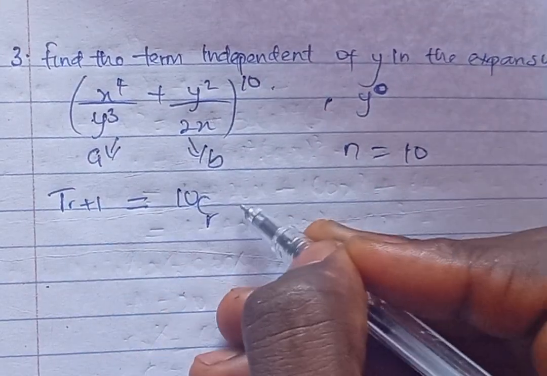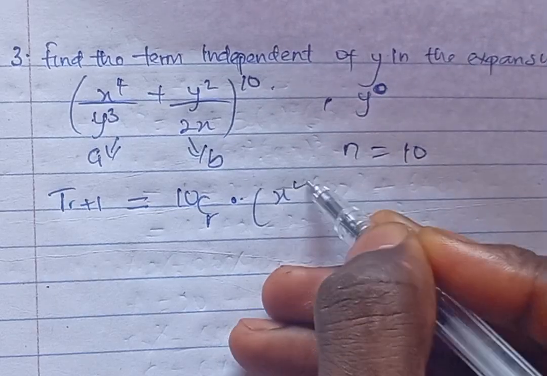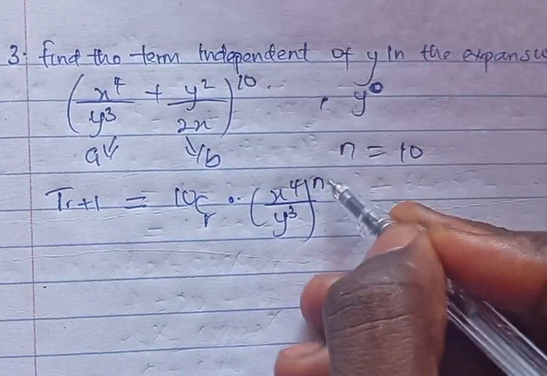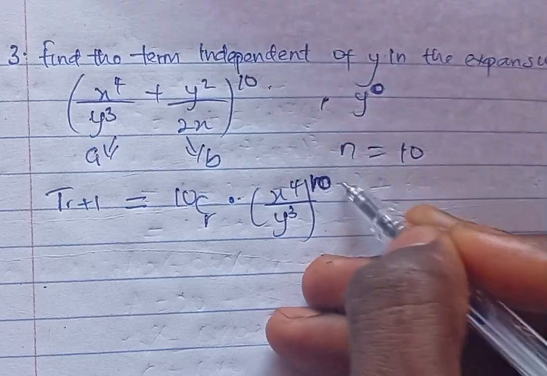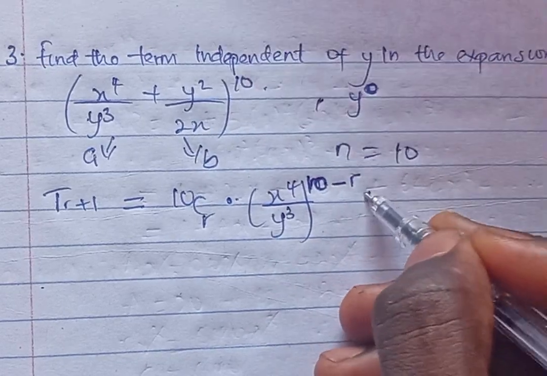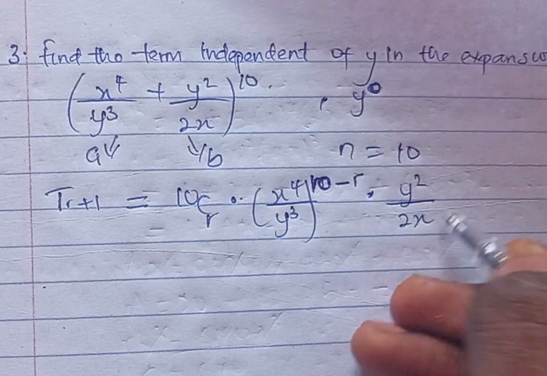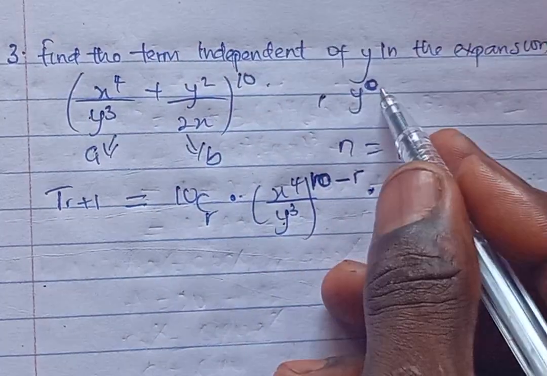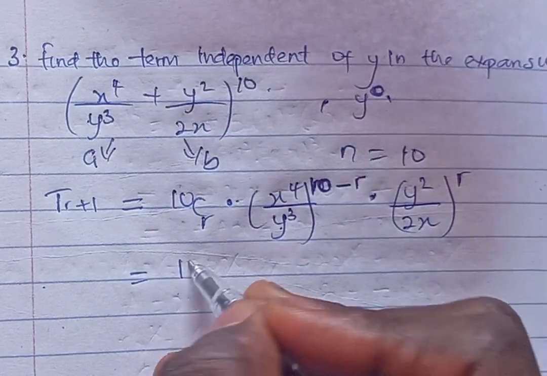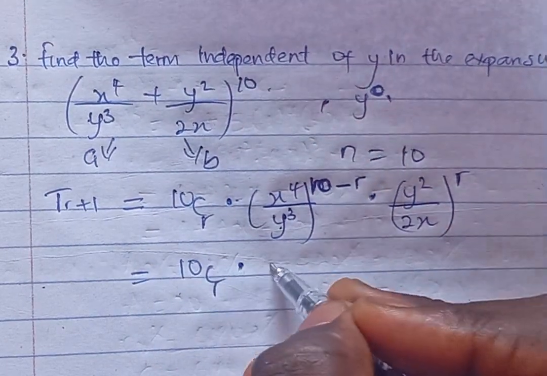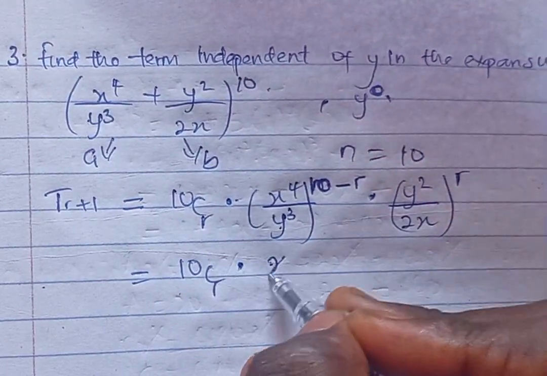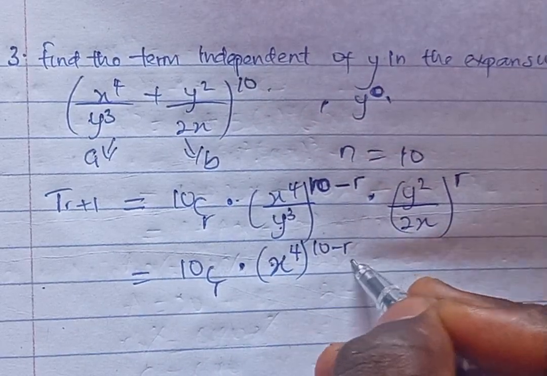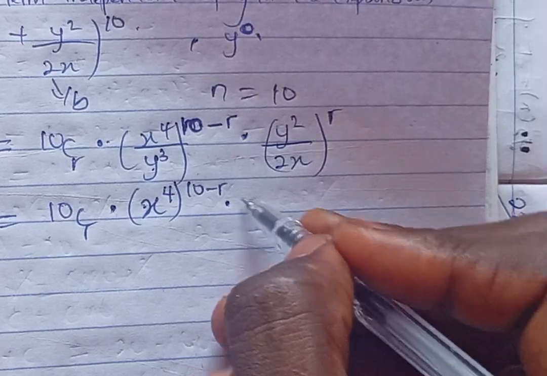10 combination r multiplied by x raised to power 4 over y raised to power 3, everything raised to power n, and your n is 10 minus r, what you are looking for, multiplied by y squared over 2x, everything raised to power r. Okay, you know y is raised to power 0, so it means that 10 combination r dot x, okay, raised to power 4 into 10 minus r. If you understand the law of indices, you should be able to flow here.